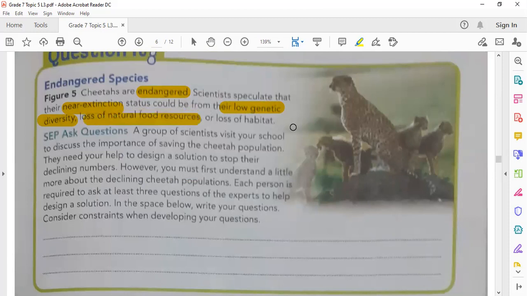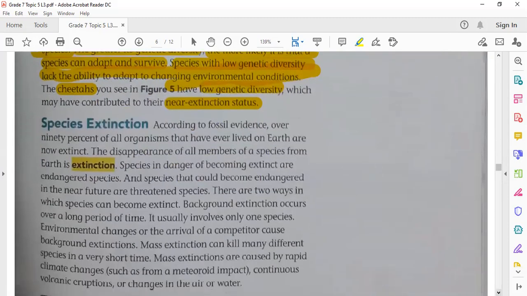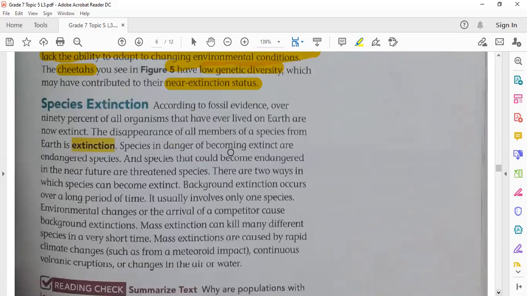The third factor that affects biodiversity is species extinction. What is the meaning of extinction? In Arabic, it means الانقراض. For example, a type of animal disappears. The disappearance of all members of a species from Earth is called extinction.